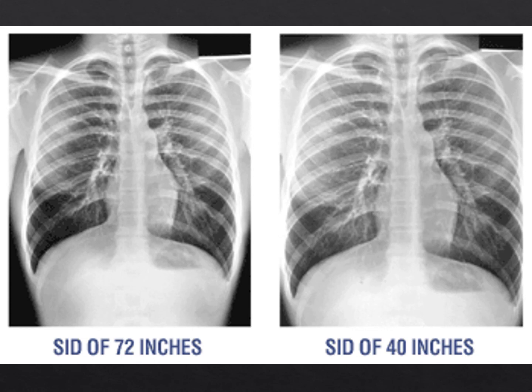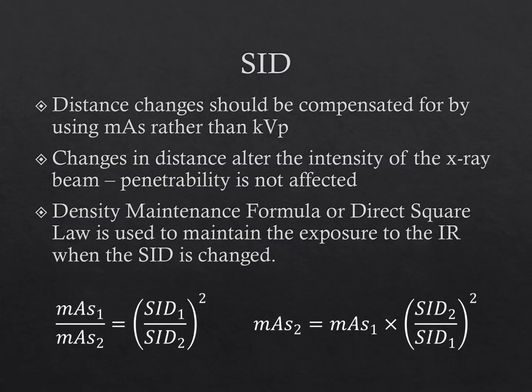So not only is our change in SID from 40 inches to 72 inches helping the heart magnification, it's also going to help magnification on everything else. And you'll have a much higher probability of not cutting off those apices, the costophrenic angles, and both edges of the lung fields at 72 inches, because we're going to reduce that magnification.